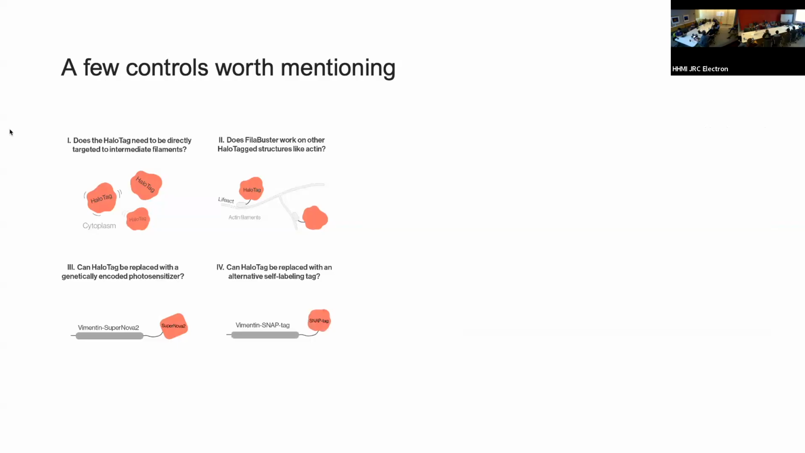But we thought surely SNAP tag will work. It's very similar to Halo tag. Don't tell any of the Halo tag or SNAP tag people I said that. But conceptually, it's a self-labeling protein. It uses dyes that are quite similar, though admittedly SNAP tag has lower labeling efficiency. So we figured this should work, but it didn't.